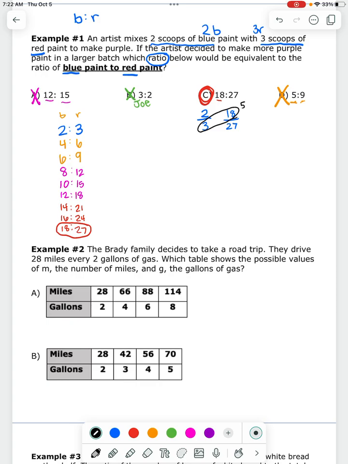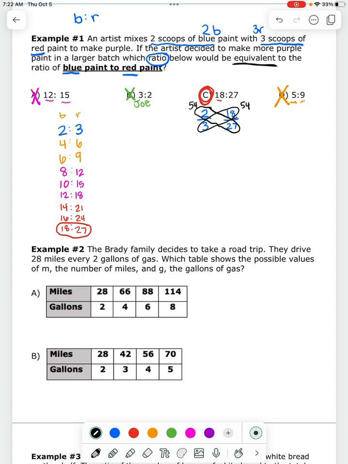That would get you 54, and that right there would also give you 54. So since those are equivalent, that's also a way you could show your work. So you could butterfly, or you could skip count on that one. All right, example number 2.